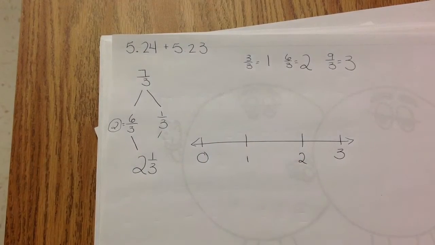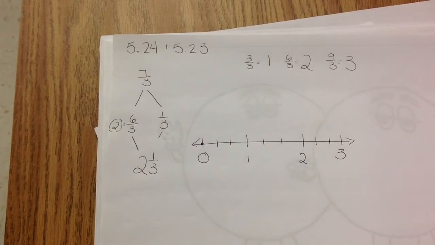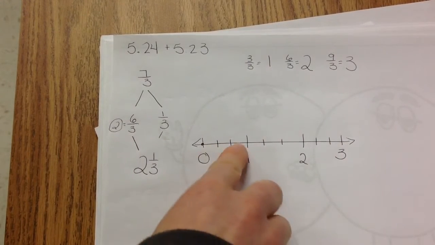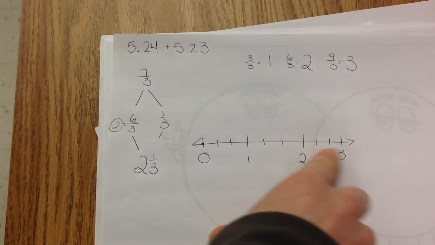Pause while you do it. Here's what your number line should look like. You should have thirds in each whole.